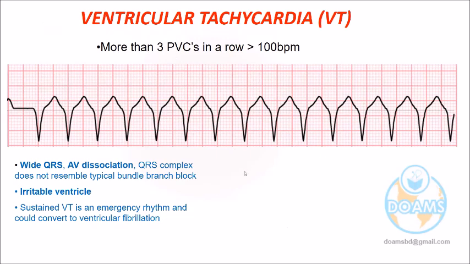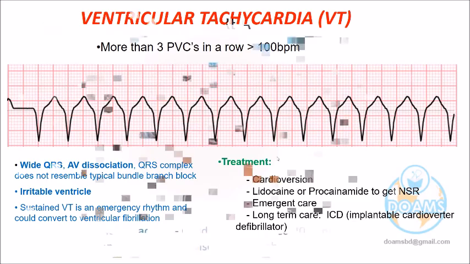And sometimes the previous episode a patient might have is premature ventricular complex, that is the ventricular ectopics. If the ventricular ectopics are successive, then we will term it ventricular tachycardia. That means 3 successive ventricular ectopics plus rate more than 100, we say this is ventricular tachycardia. Okay.